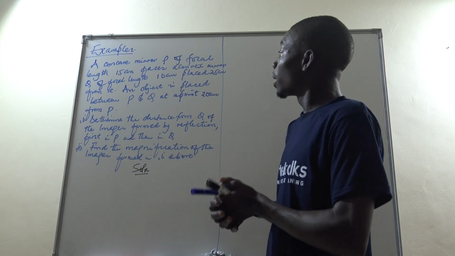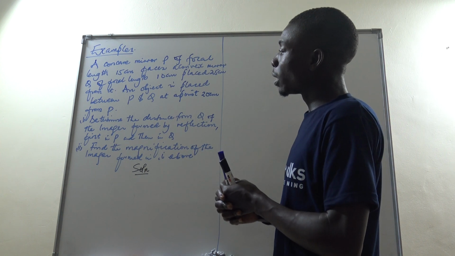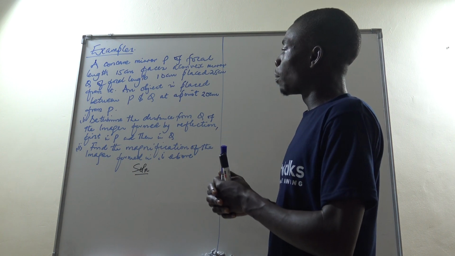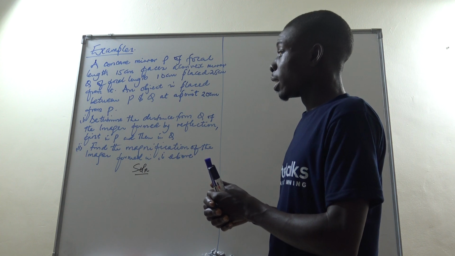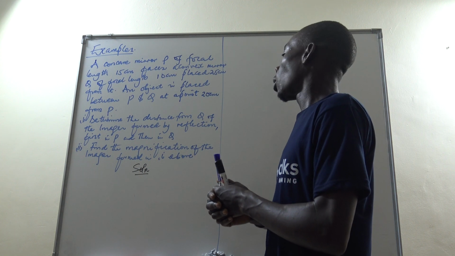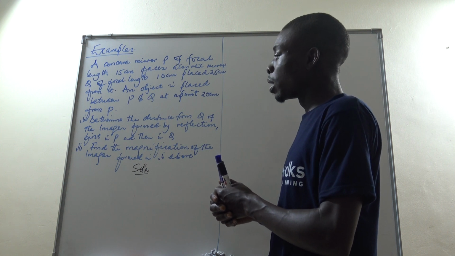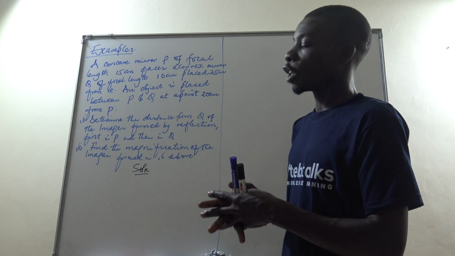faces the convex mirror Q of focal length 10 placed 25 centimeters from it. And then they are continuing by saying that an object is placed between P and Q at a point 20 centimeters from P. Okay? And then you're supposed to determine the distance from Q of the images formed by reflection first in P and then in Q. And then you should also get the magnification.